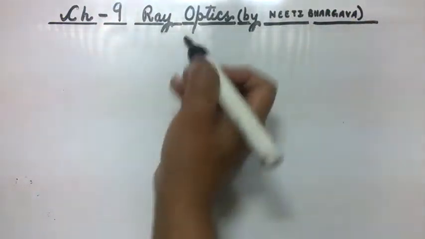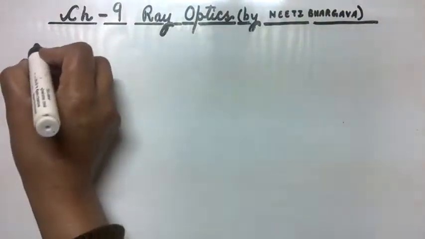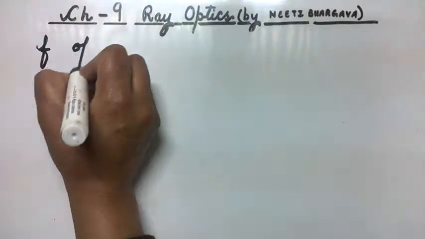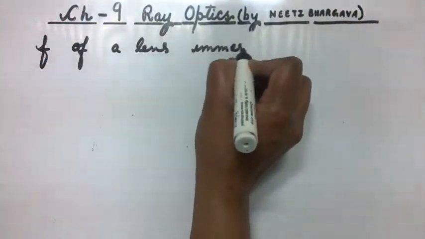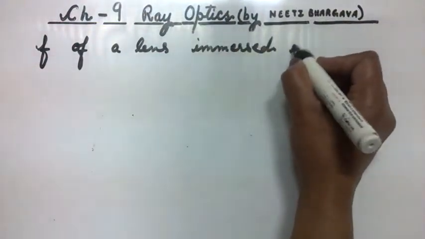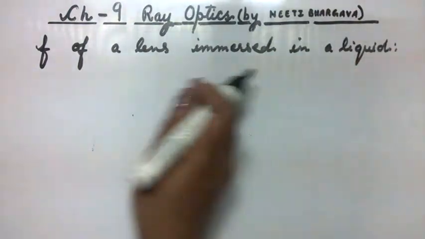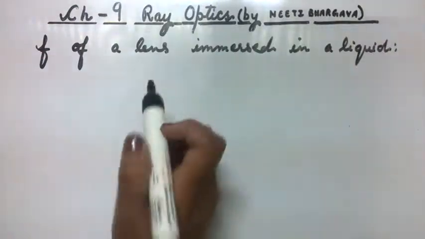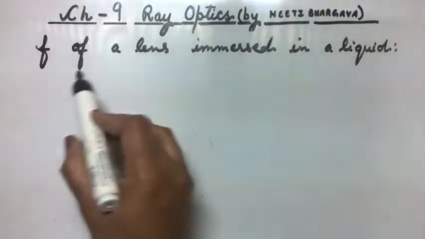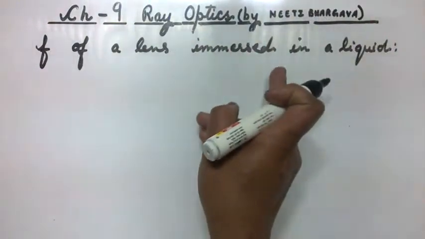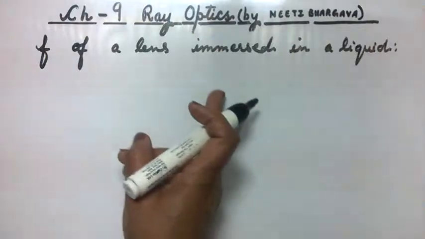In continuation with this chapter, now let's discuss one numerical: calculate the focal length of a lens which is immersed in a liquid. Sometimes a numerical is asked in the board exam where we have to find the refractive index of the lens with respect to water or a liquid in which it is immersed, and its refractive index and focal length are given in the question.